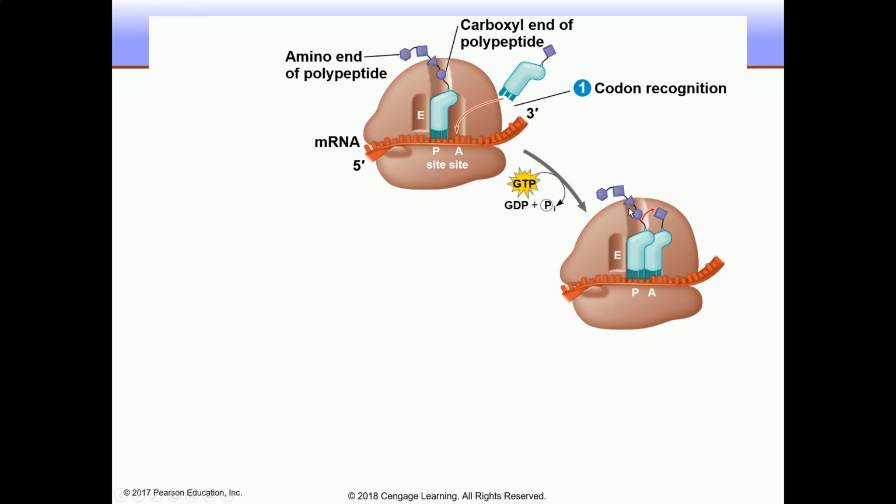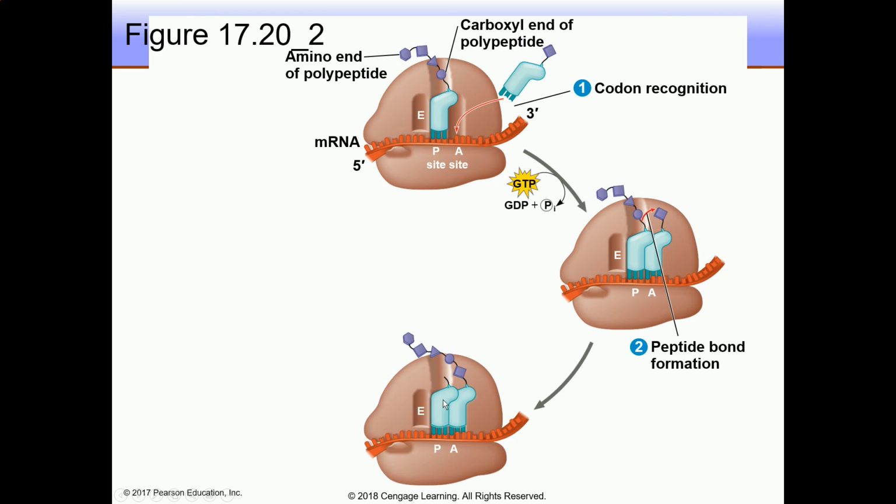This transfer RNA is going to break its bond with these amino acids. When it breaks its bond with these amino acids, it is going to become uncharged. When it becomes uncharged, it moves from this side to this side. This is called translocation. This transfer RNA moves from this side to the exit side.